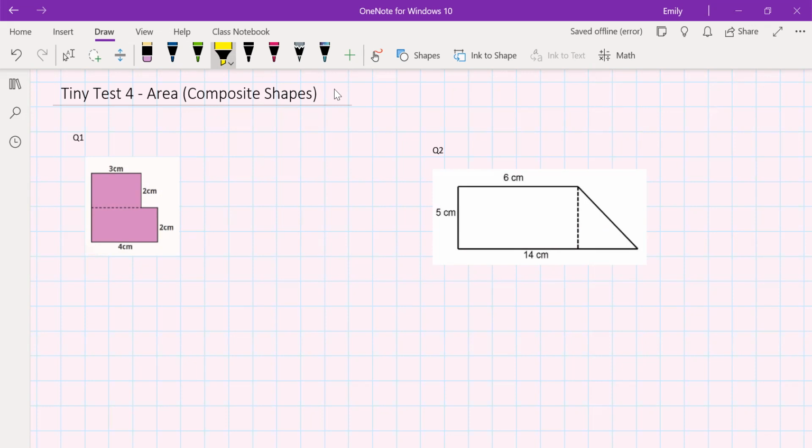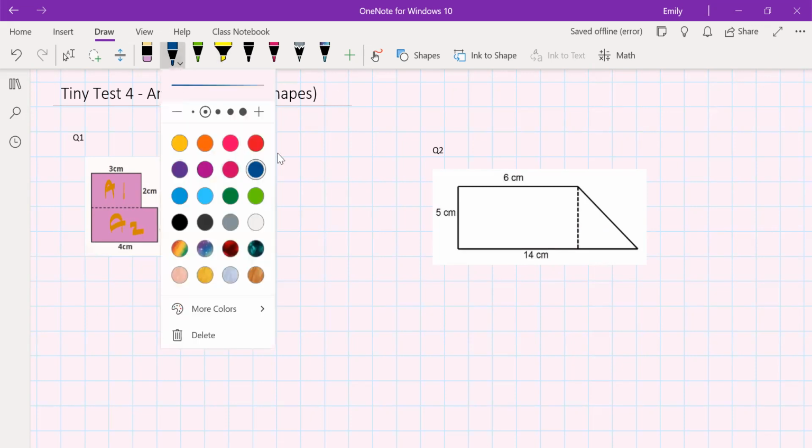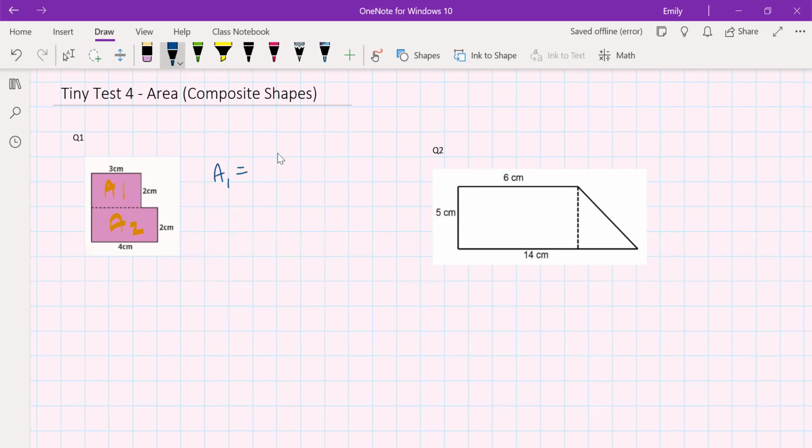Hopefully you've tried it first before you're trying it now. We've got two shapes here: one rectangle there and one rectangle there. So let's do them as two rectangles. I've got area 1. Rectangle is base times height, so we've got 3 times 2, which is 6. We'll worry about the units later. Let's put the units on the end.